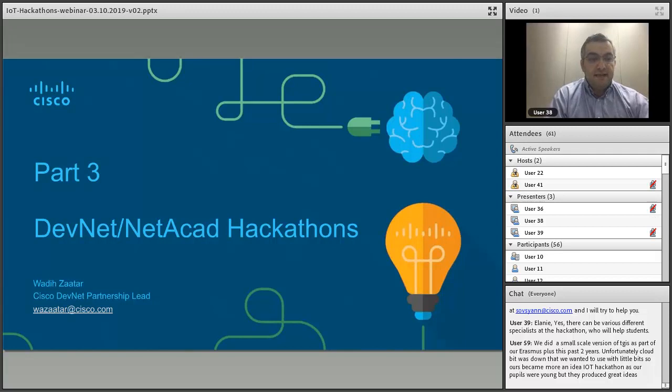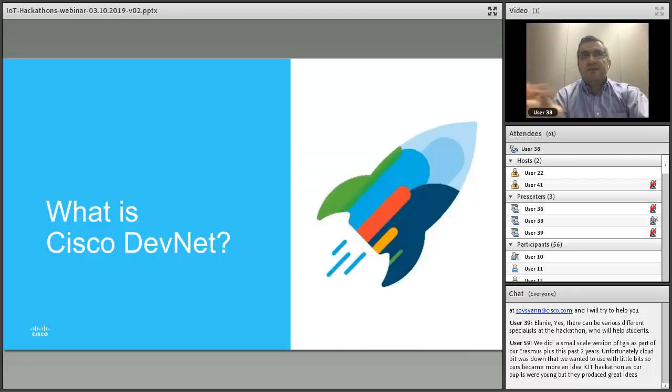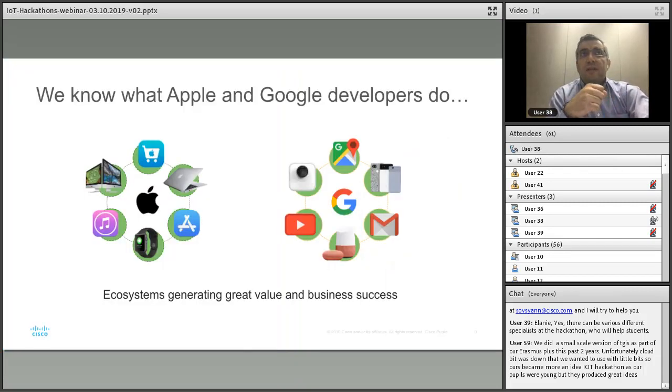So what is Cisco DevNet? That's the first question that I'd like to answer today. This is something that we've been trying to push for the past couple of years across the globe to provide some more information about Cisco's development offering. To illustrate what DevNet is about and what Cisco's development offering is, I believe that this slide would give you a bit of an idea.